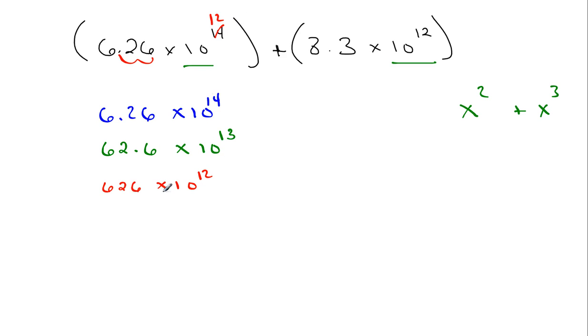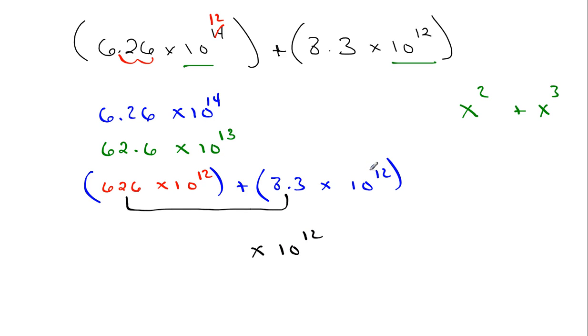So I move this decimal over 1, 2, and I turn this into a 12. Now that I have 6.26 times 10 to the 12th plus 8.3 times 10 to the 12th, well, I'm going to keep my times 10 to the 12th and just add 6.26 and 8.3. And what do I get when I add those two numbers? 634.3. And if I go back and put this into scientific notation, then this should be 6.343 times 10 to the, bring it back twice, so times 10 to the 14th. So that's one way.